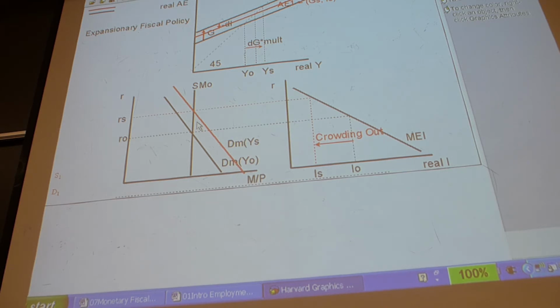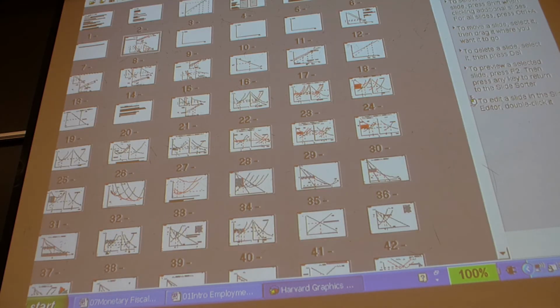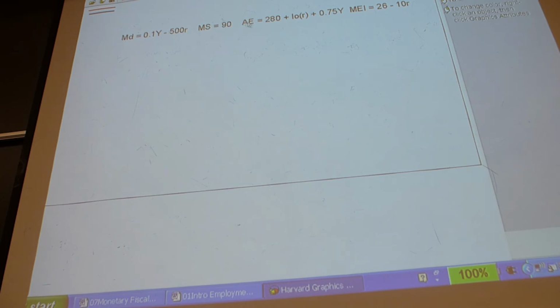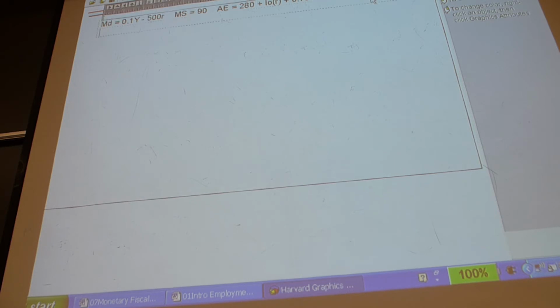What we need to go into, though, is this kind of a calculation. Notice what I got. I want you to write this down. This is money demand. This is money supply. This is aggregate expenditure. This is the marginal efficiency of investment. Now we're going to do a little thinking for you people. This is an aside. I'm just going to point something out to you. It's in my notes elsewhere.